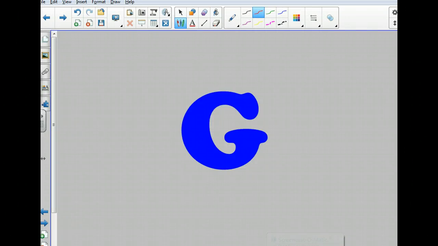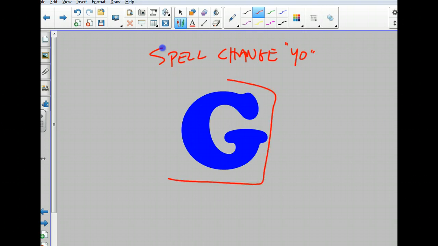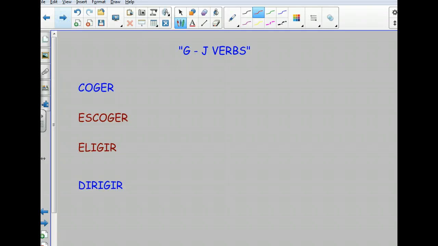Hola chicos, este es el segundo video número 2 sobre los verbos de cambio ortográfico, otherwise known as an English spell change in the yo form verbs in the present tense. Y vamos a hablar otra vez de la G, que puede ser problemático, ¿no? Can be definitely problematic. So vamos a mirar 4 verbos: coger, escoger, elegir y dirigir.